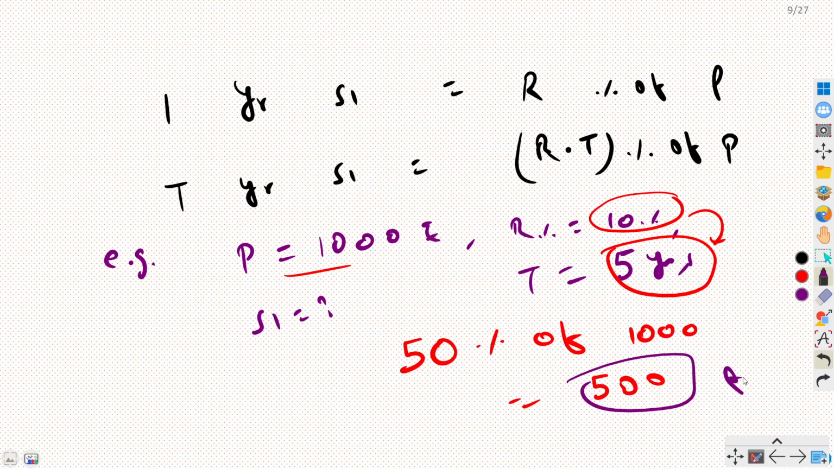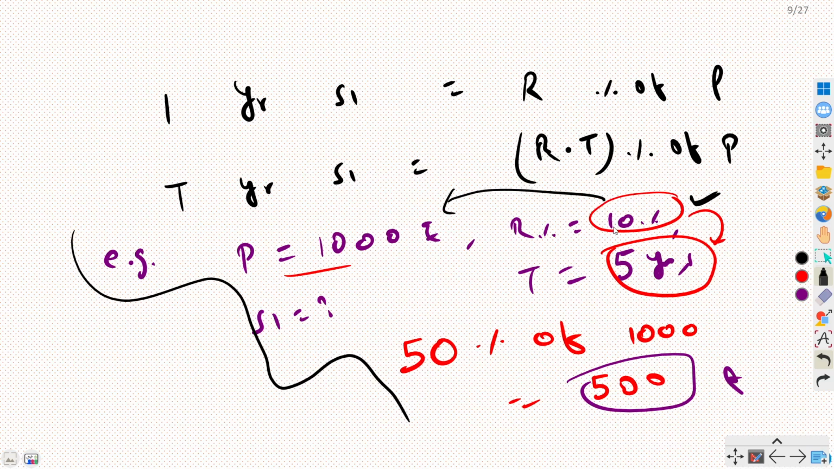Now you can see how fast this is and how logical this is. In the formula, you don't generally think of why we are doing this. You simply plug in the values and you get the answer. But here you are thinking logically that, okay, in 1 year I'm paying 10% on my principal, and since the interest is the same for all the years, in 5 years I will pay 50% of principal, and that is the 500 value, right? So we will always use this approach only. We are not going to use the formula.